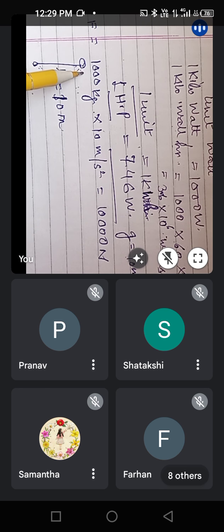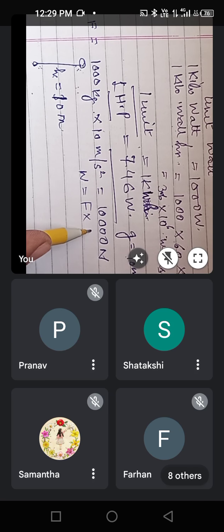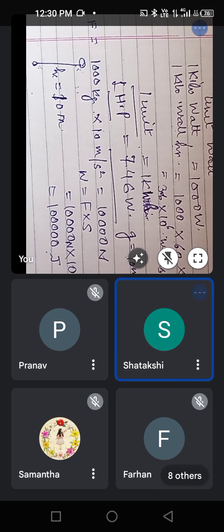So here, work done is equal to force into displacement. Force is 10,000 Newton multiplied by displacement, 10 meters. That is equal to 100,000 Newton meter, which will be joules. Clear?